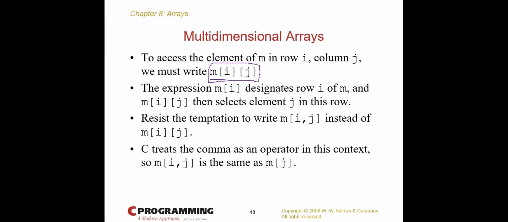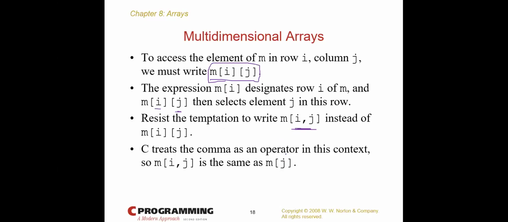Okay, the expression Mi designates row i of M, and Mij selects column j on row i. Resist the temptation of mixing them together. Don't do this. It is wrong.